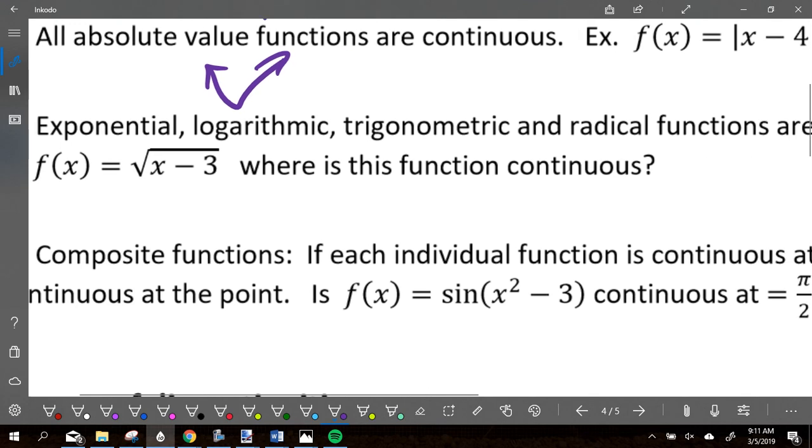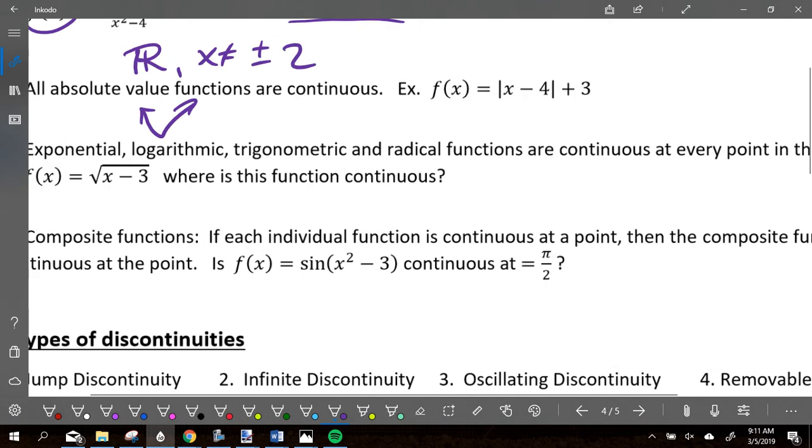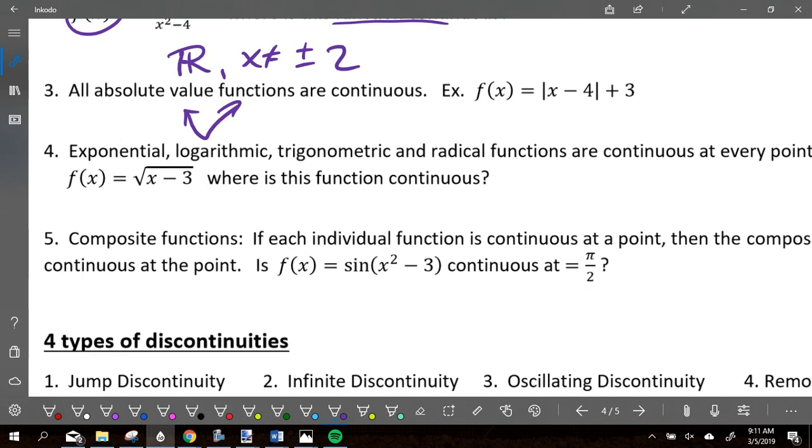Exponential, logarithmic, and trigonometric functions are continuous at every point in their domain. So square root of x minus 3, show them with your arm. What's that look like? That's a teapot graph. That teapot is continuous for everything in the domain. And what's the domain of that? Well, x is going to be greater than or equal to 3. Remember, that graph shifted to the right 3 because it says minus 3, and then it's a teapot graph from there. There's nothing on the left-hand side, but everywhere from 3 on, we're continuous.